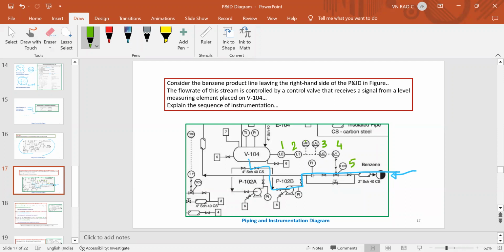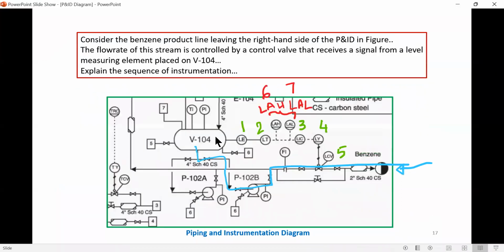Apart from this, there are two more which are represented here, LAH, LAL. Let us number this as sixth and seventh. So let me make it bigger. Now you see, one is LE, two is LT, third is LIC, four is LY, five is LCV. Six and seven are LAH and LAL. So this is the information flow placed on the benzene product line.